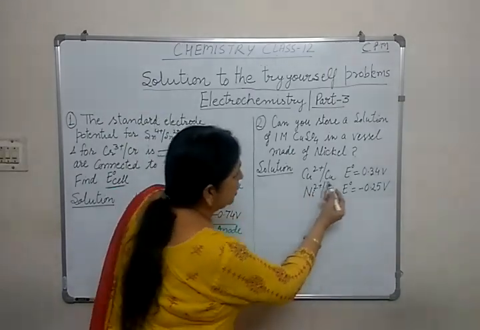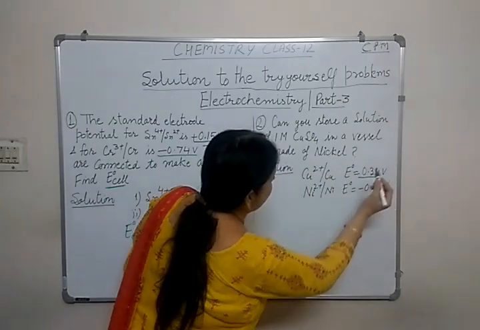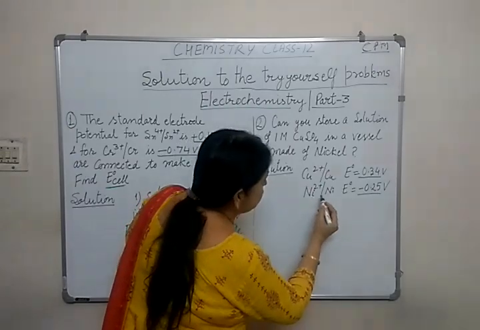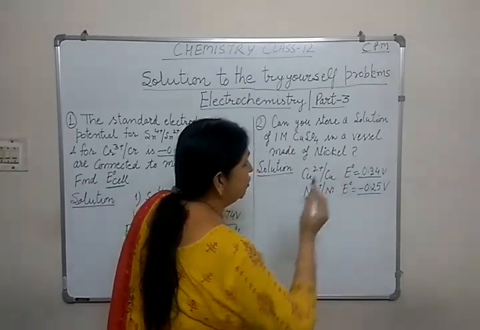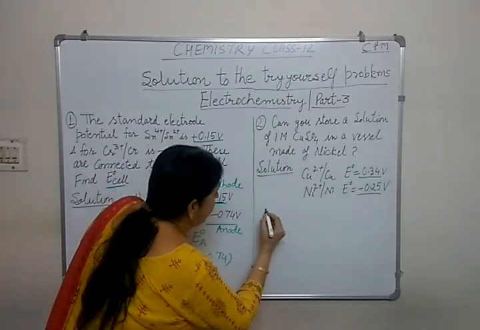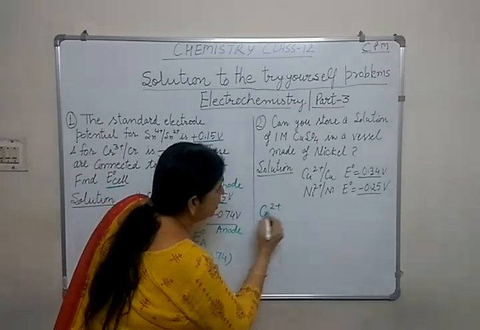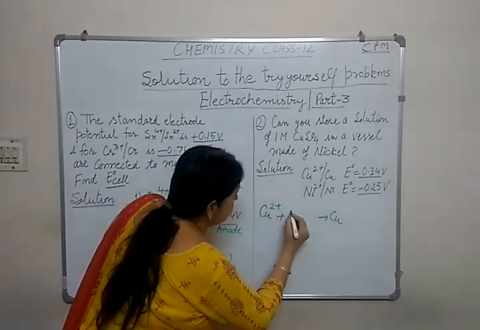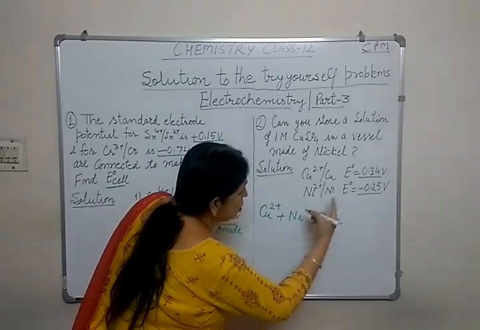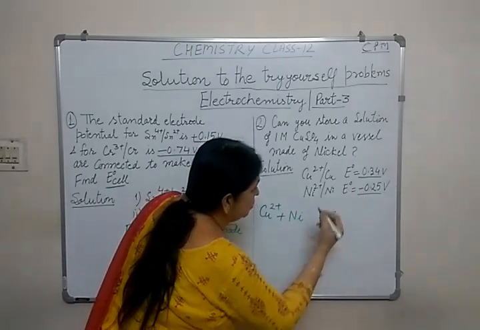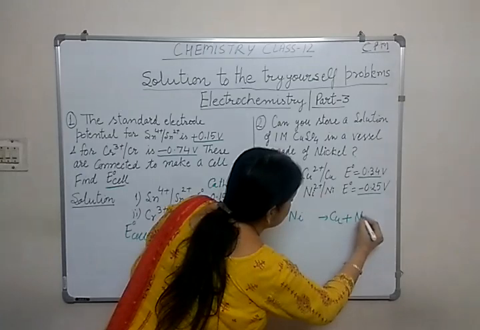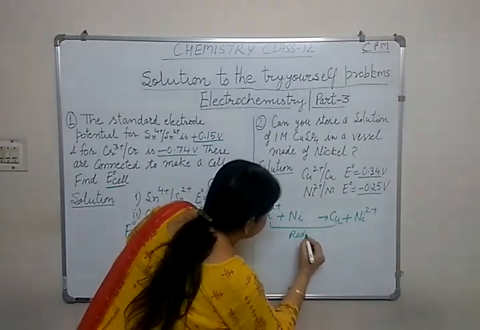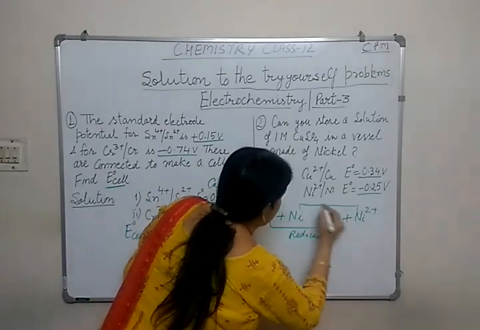So here we find that copper is having 0.34 volt and nickel is having minus 0.25 volt. Means the standard reduction potential of nickel is less than that of copper. Means copper ions will be undergoing reduction. Copper ions will be changing to copper, whereas nickel metal will be oxidized as it is having lower reduction potential and will be changing to nickel 2 positive. Means this is reduced, this is oxidized.